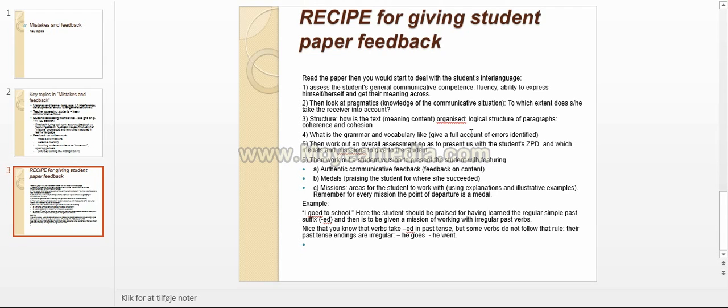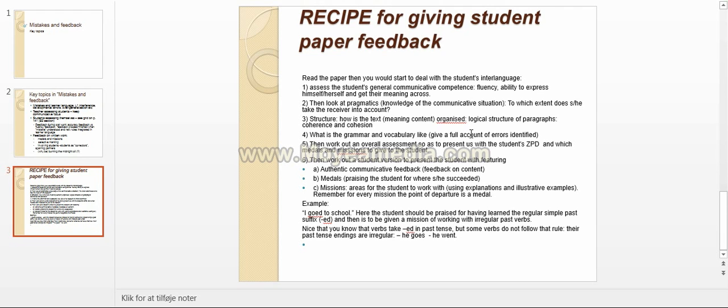In a way, I would advise you to work with two versions. There's your professional teacher version where you identify each and every error. You give a complete picture of what the performance is like. What's the communication like? What's the structure like? What's the grammar and vocabulary like? And which medals and missions would I then have in mind for that student?